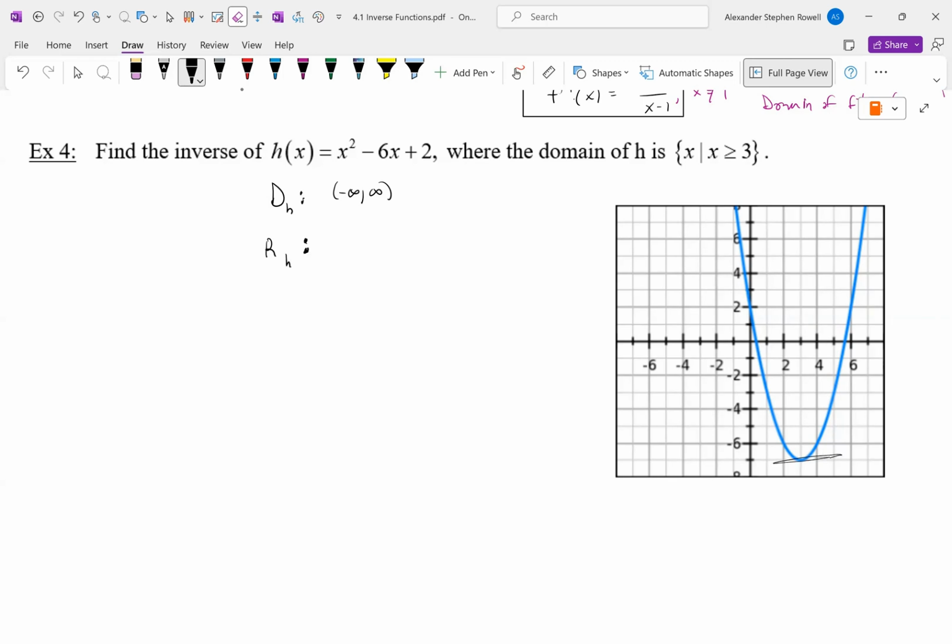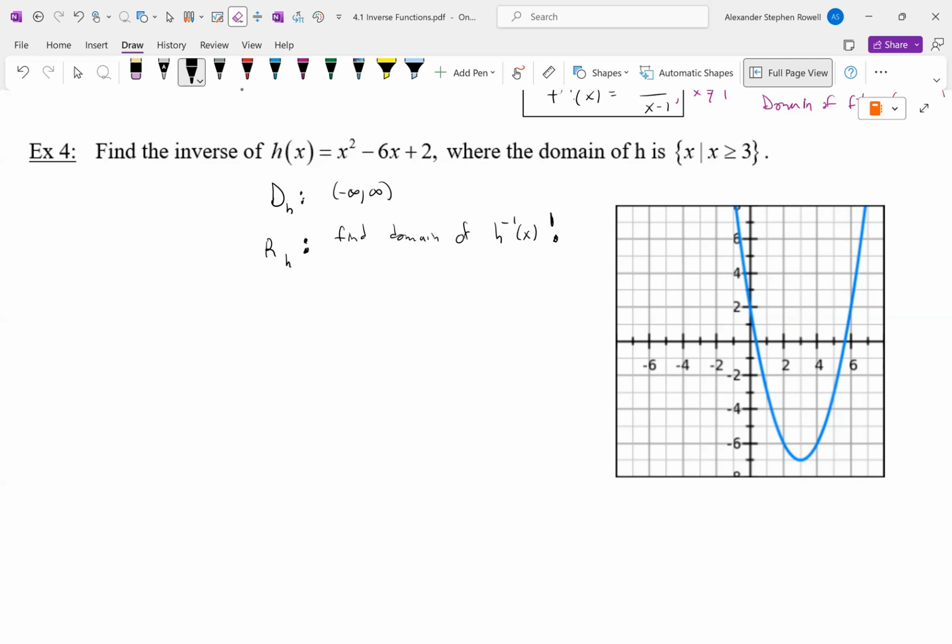You can go based on the graph, but if it's not graphed, you'd really like to find the domain of the inverse, because that's easier. Find the domain of the inverse. Find the domain of H inverse. That's usually easier, finding domains.